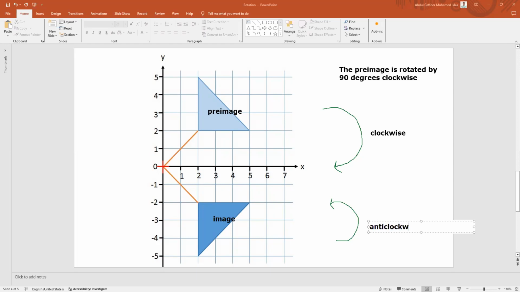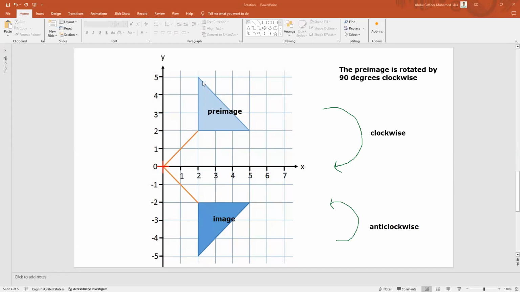Anti-clockwise. Okay, right. So actually, if you take a clock, the hands of the clock will rotate in this direction. So that's why we call it clockwise. And the opposite of clockwise is called anti-clockwise. Normally, anti means opposite. Right? Okay.